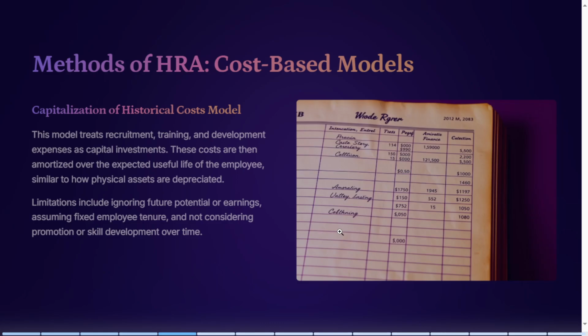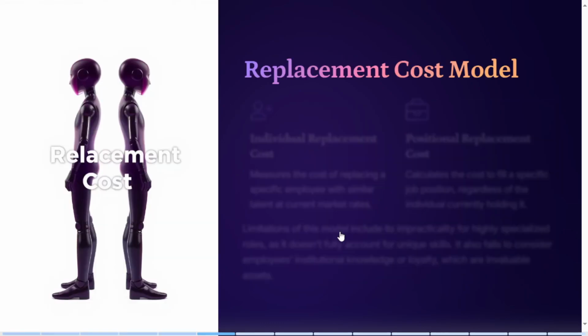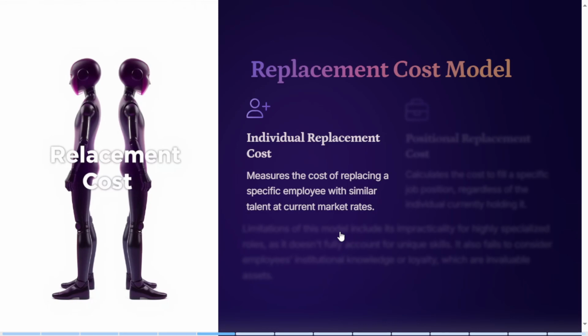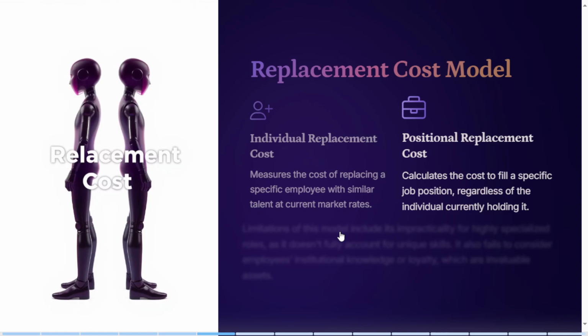The second, that is the replacement cost model. This asks what it would cost us to replace an employee today. Very first, individual replacement cost, to replace a specific person like your star salesperson. Positional replacement cost, to fill a job position regardless of who currently holds it.